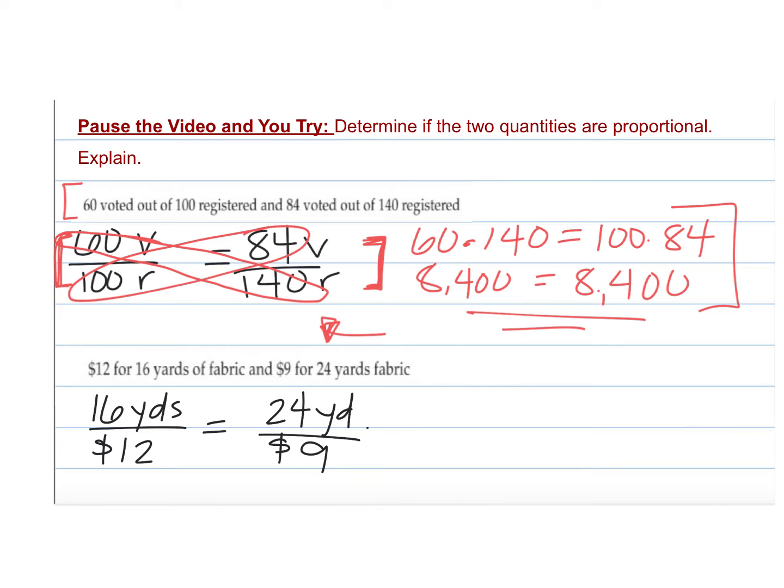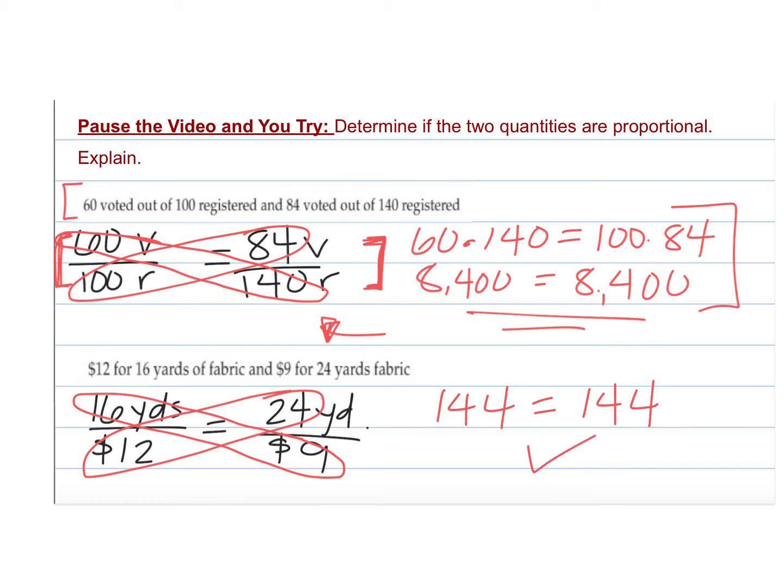All this work. And then we have 16 yards for $12 is the same as 24 yards for $9. If you flipped it around, that's fine. You'll still get the same proportion because you would get 16 times 9 is 144, and then 24 times 12 is also 144, so they are proportionate.